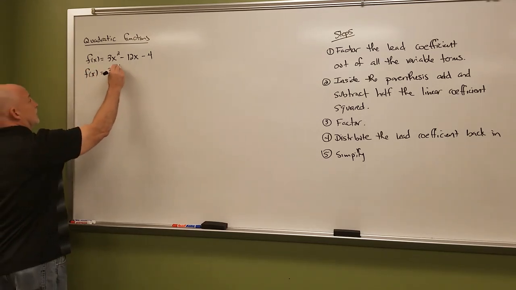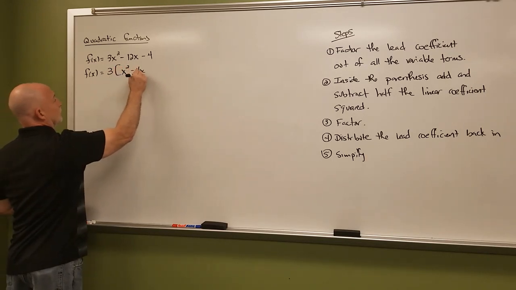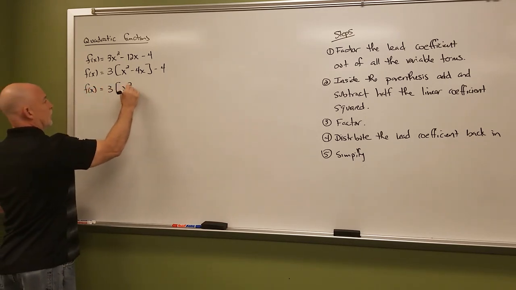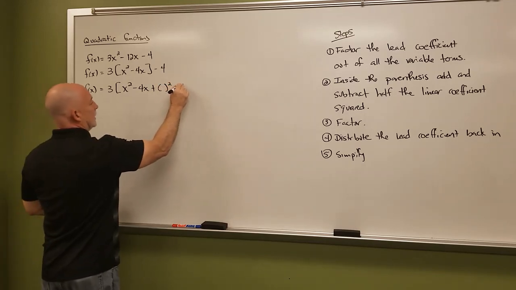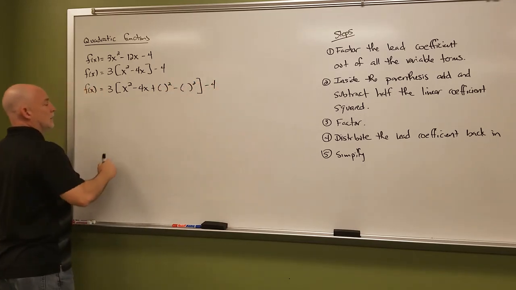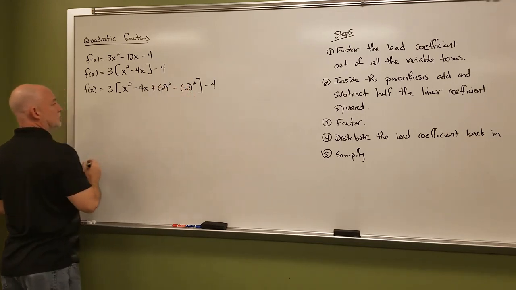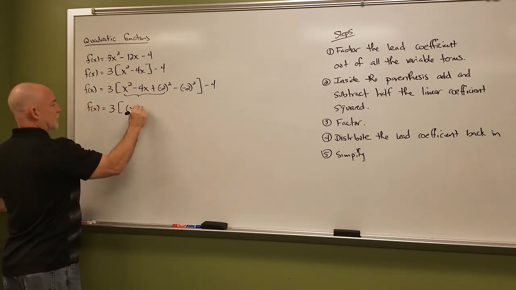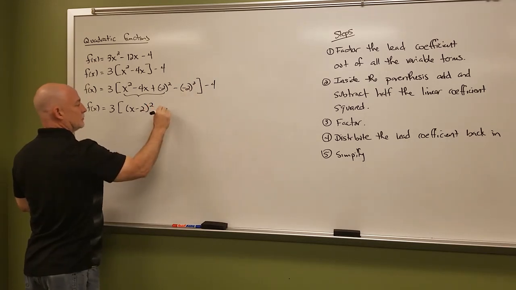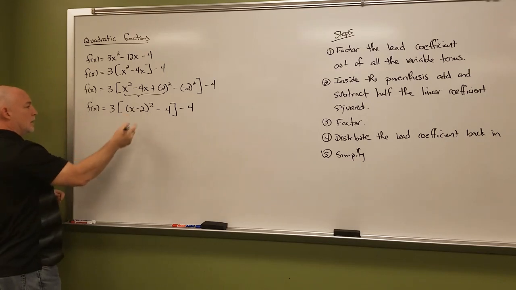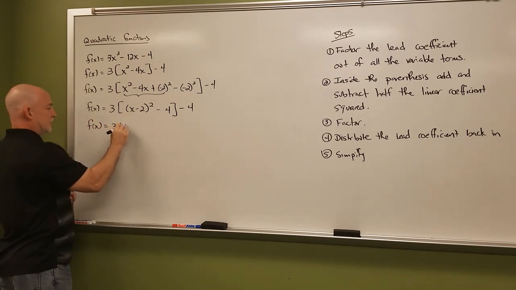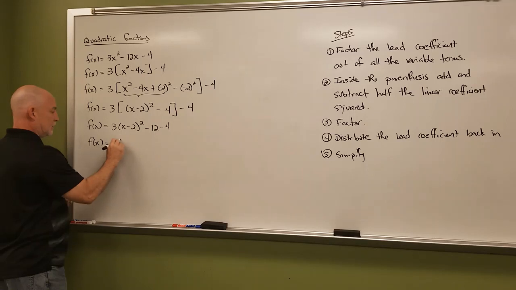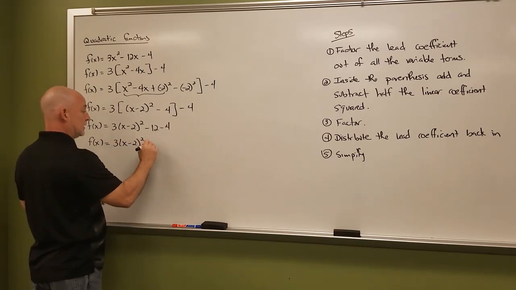Step 1 says factor out the lead coefficient out of the variable terms, so it's 3(x² - 4x) - 4. Inside the parentheses, we're going to complete the square, so I'm going to add something squared and take that same thing away. Inside the parentheses, we put half the linear coefficient, -2. That now factors to (x - 2)², minus (-2)², which is 4. Go ahead and distribute your lead coefficient back in. So that's 3(x - 2)² - 12 - 4. So finally, we get this in standard form: 3(x - 2)² - 16.